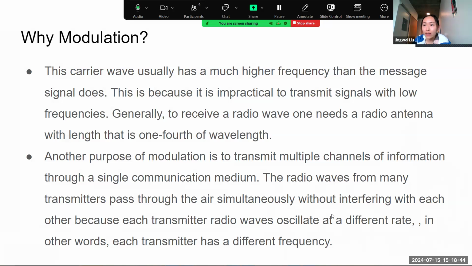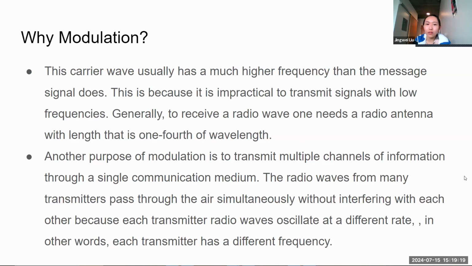And at the receiving side, you can just filter out the frequency you want. Okay, so this is much simpler and more convenient, and more practical, right? So each transmitter has a different frequency. So these are the two reasons why we use a high frequency carrier wave to modulate our signal for radio.